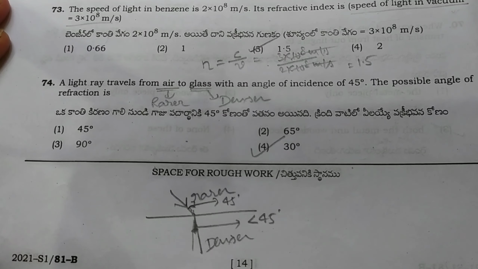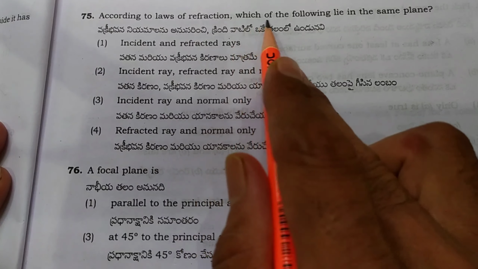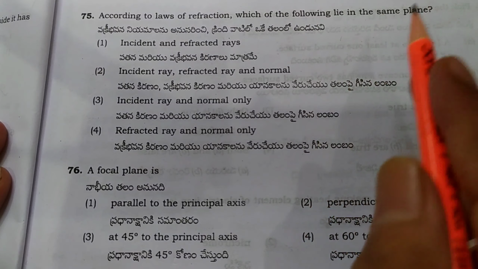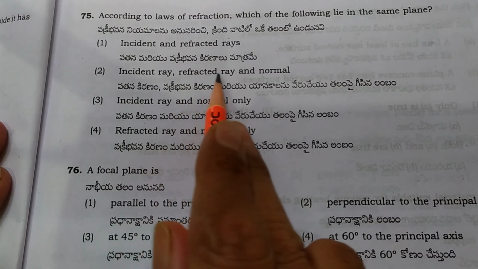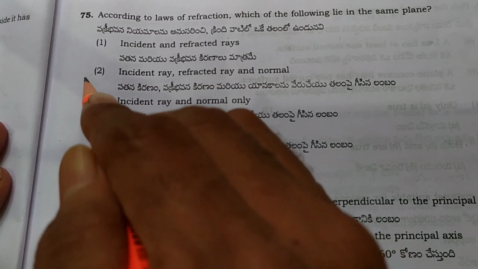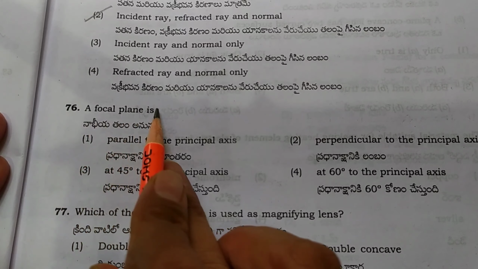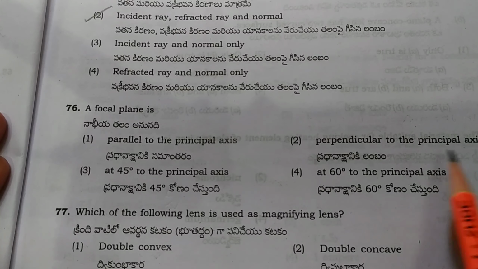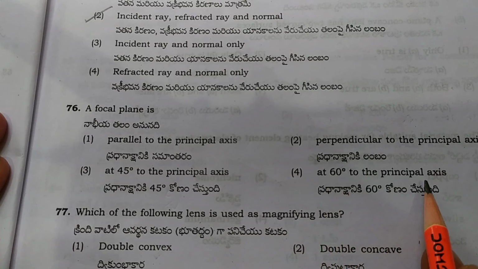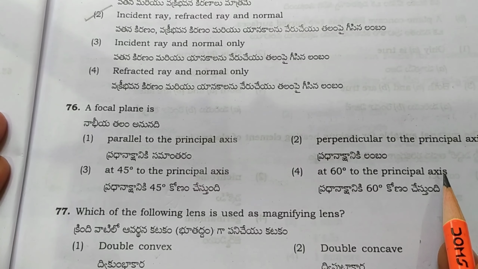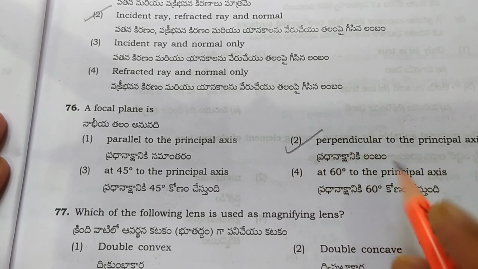Now we see question number 75. According to the laws of refraction, which of the following lie in the same plane? It is a direct definition as per the laws of refraction. The incident ray, refracted ray and normal, all three lie on the same plane. So option 2 is the right answer. Question number 76. A focal plane is parallel to the principal axis, perpendicular to the principal axis, at 45 degrees to the principal axis, or at 60 degrees to the principal axis. From the options you can observe that it is perpendicular to the principal axis. So option 2 is the right answer.